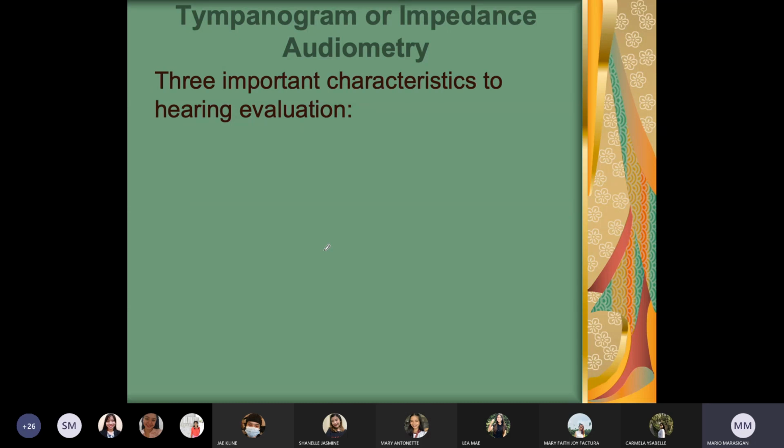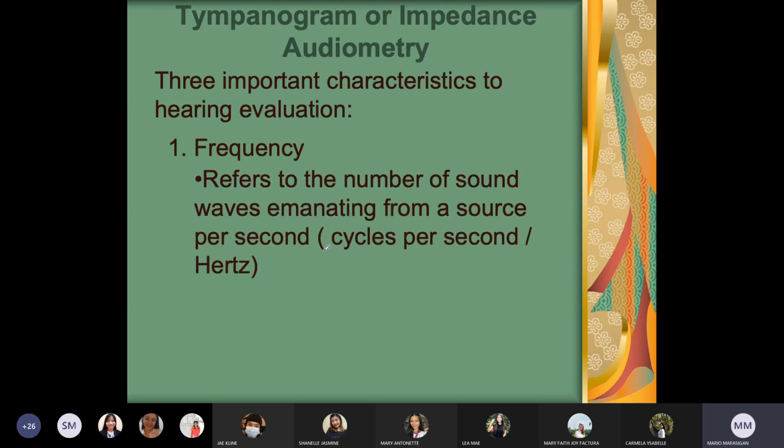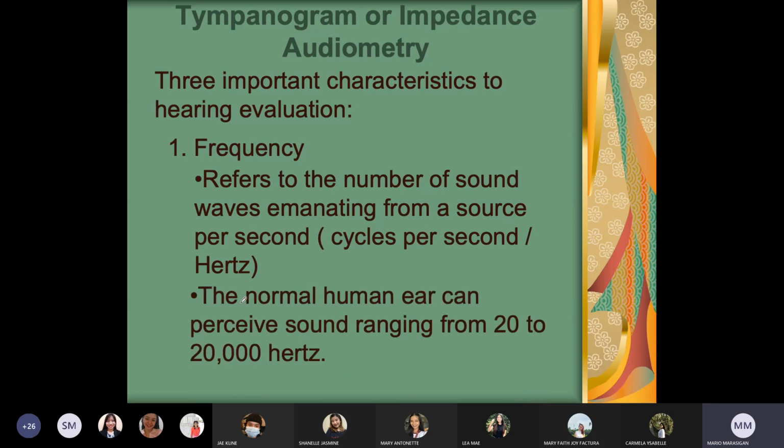3 important characteristics of hearing evaluations, one of which is the frequency. Frequency refers to the number of sound wave emanating from the source per second. Ang ginagamit nating unit dyan, mga anak, ay hertz. Okay? So the normal human ear can perceive sound ranging from 20 to 20,000 hertz.